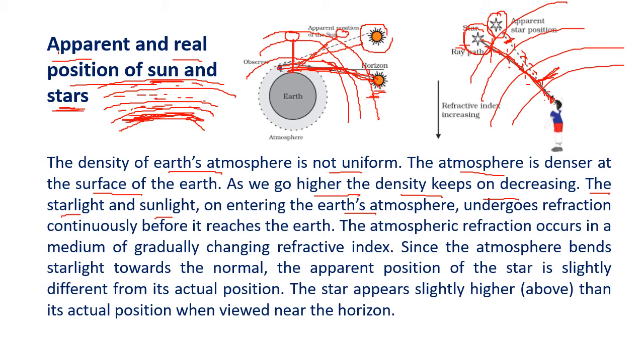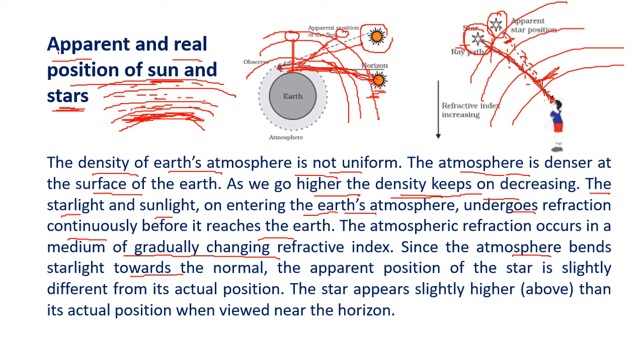Remember, how you write it? The density of the Earth's atmosphere is not uniform. It is denser at the surface, and as we go higher, the density keeps on decreasing. So starlight and sunlight on entering the Earth's atmosphere undergo refraction continuously at each layer before it reaches the Earth. The atmospheric refraction occurs in a medium of gradually changing refractive index. So the atmosphere is bending the light towards the normal. Why towards the normal? Because at each layer it is coming from rarer to denser.